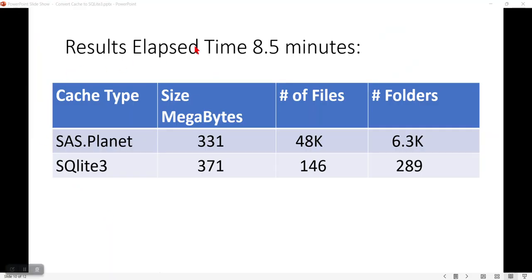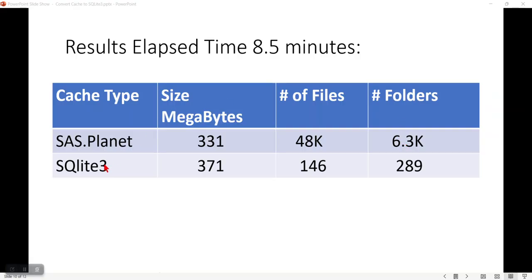Okay, here are the results of our conversion here from the old to the new. This is the old one. It only took 8.5 minutes to convert it. The size on disk of the original SAS Planet cache was 331 megabytes, and there were 48,000 files, and the number of folders was 6.3 thousand folders.